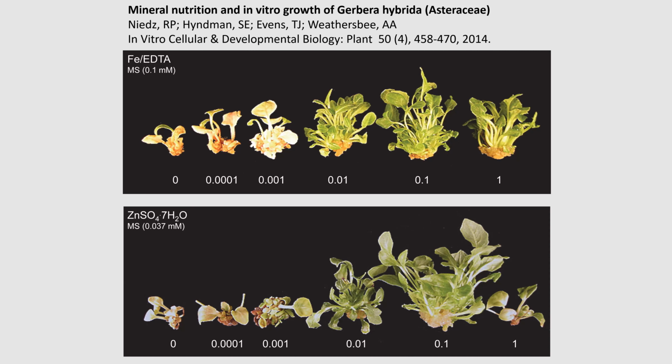Before starting mineral nutrient optimization experiments in Gerber daisy, we wanted to know the range that we should be working in regarding the microelements. We simply didn't know. And so we did an initial scan where we ran a log series from 0 to 1 millimole for a number of the microelements. So here are the results for iron and zinc. The MS level of iron is 0.1 millimole, and for zinc it's 0.037 millimole.